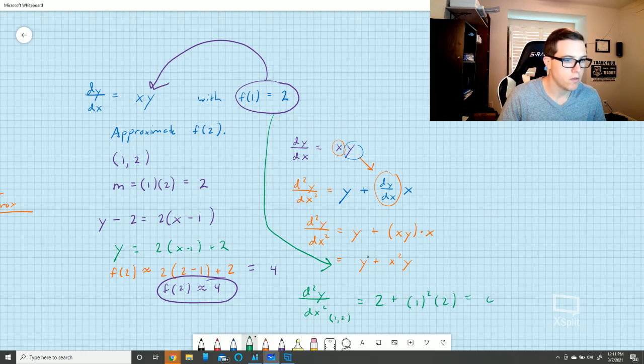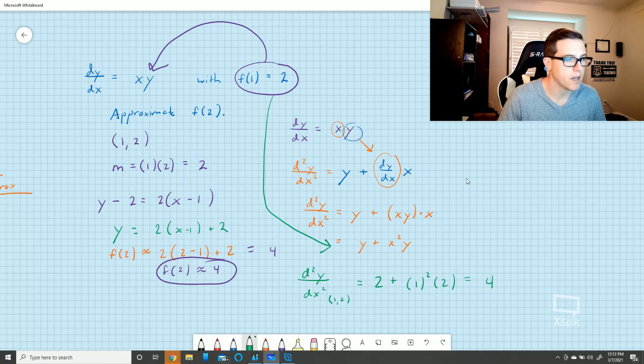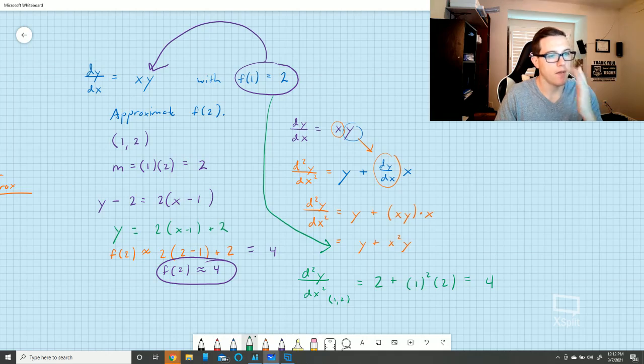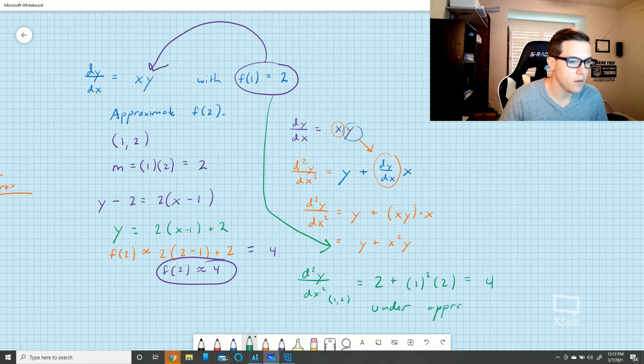2 times 2 is 4. So at our point, we are concave up. We've been concave up for most of these. A lot of the ones we're dealing with right now are all increasing differential equations. So concave up, which means we're in under approximation again. So if it's a positive second derivative, it's concave up, if the original is also increasing. So if we have a positive slope and we're concave up, it is an under approximation. So under approximation. Okay.